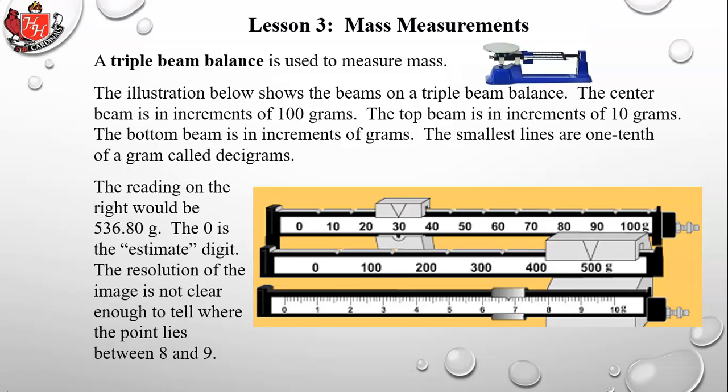Again, we don't need to go into how to read the balance precisely until we get in the classroom. We'll do that at some time in the future, maybe even on a video. But for right now, it's just understanding how to read the balance, and that's what we're focused on here.